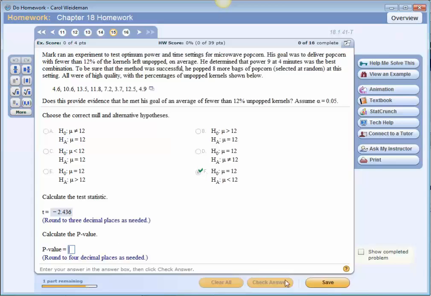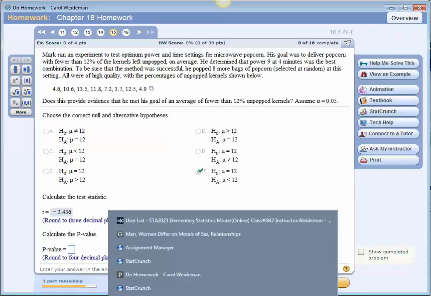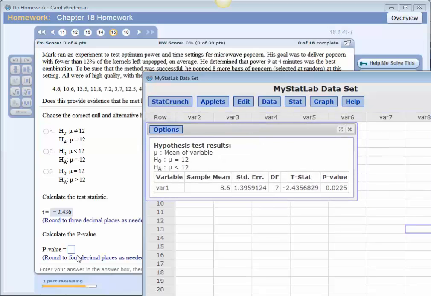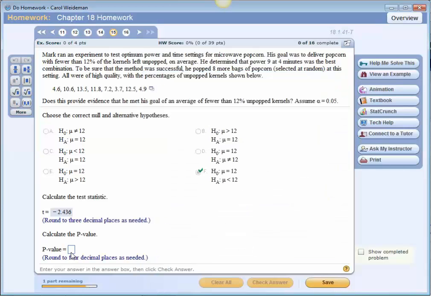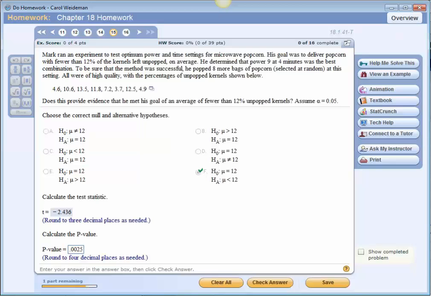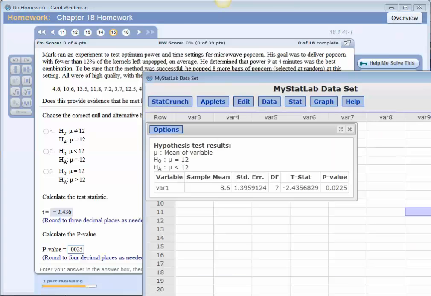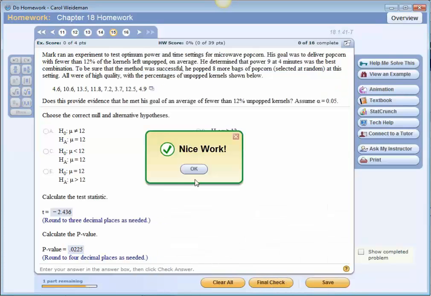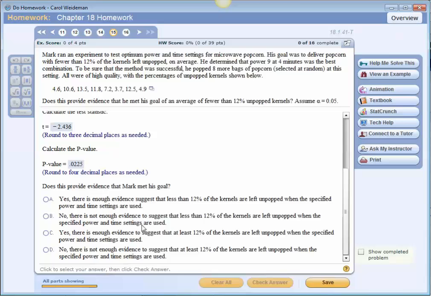And then they want the p-value, and again, the output right here from StatCrunch has the p-value right here, and they want 4 decimals, so 0.0025. Oh, I must have copied it wrong. 0.0225. Left off a 2. There we go. Okay, and then the last part of the question is an interpretation question.